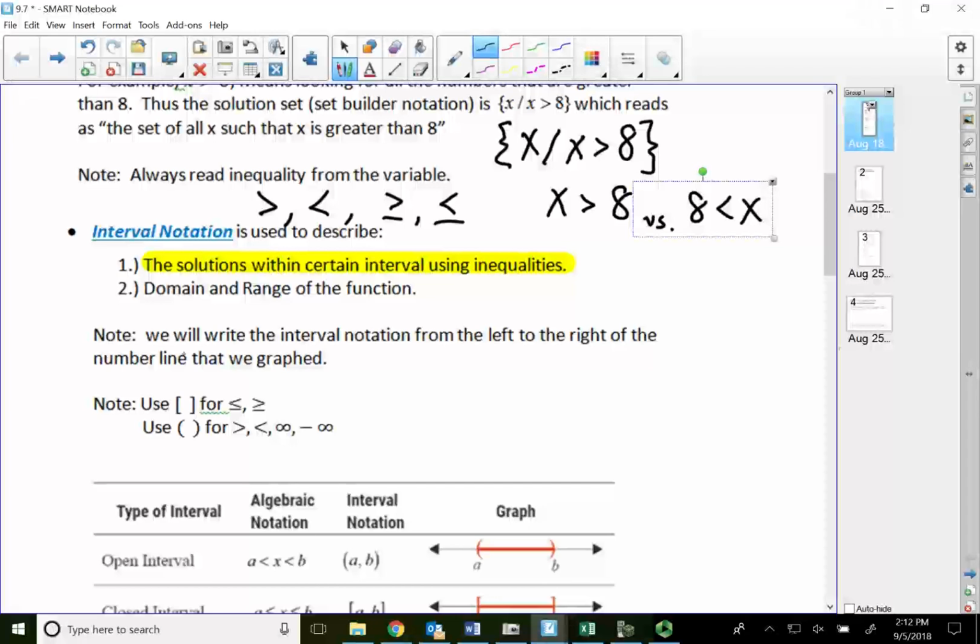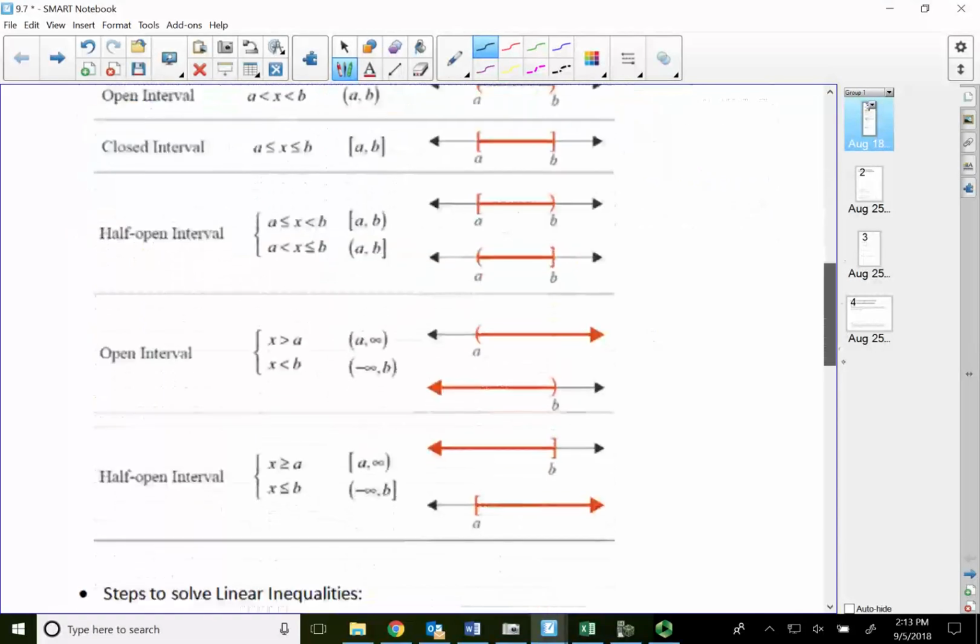We will always write our interval notation from the left to the right of the number line that we are going to graph in a minute. Always use brackets for equal to, greater than or equal to, and less than or equal to. A bracket means I'm including that number as part of my solution. We will use parentheses for an inequality that does not have equal to, and we will also use parentheses for my infinity signs.